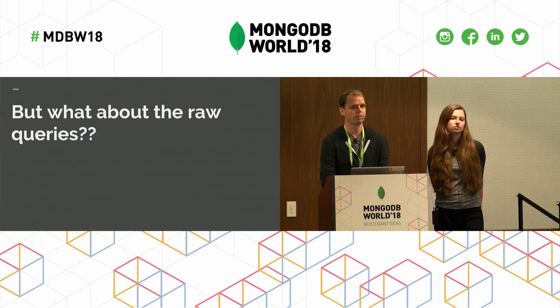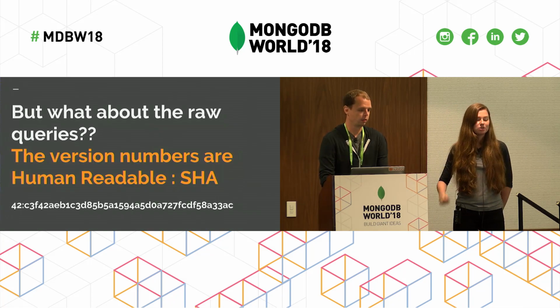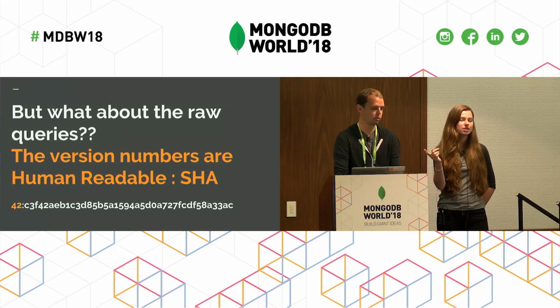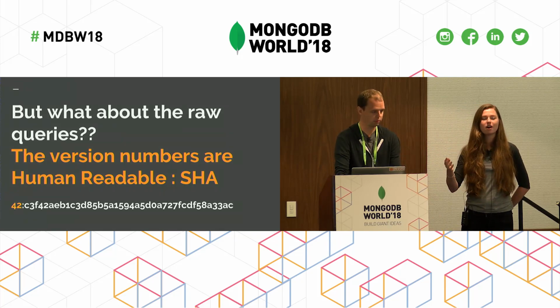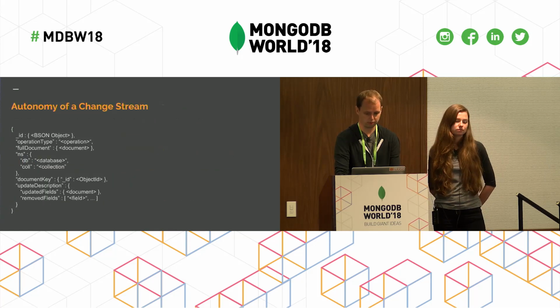So I know you're thinking, what about those wonderful raw queries that you love so much? So our version numbers are actually human readable and SHA. So as you can see, this 42 here means it's the 43rd version of this product. And then we have the hash that follows.